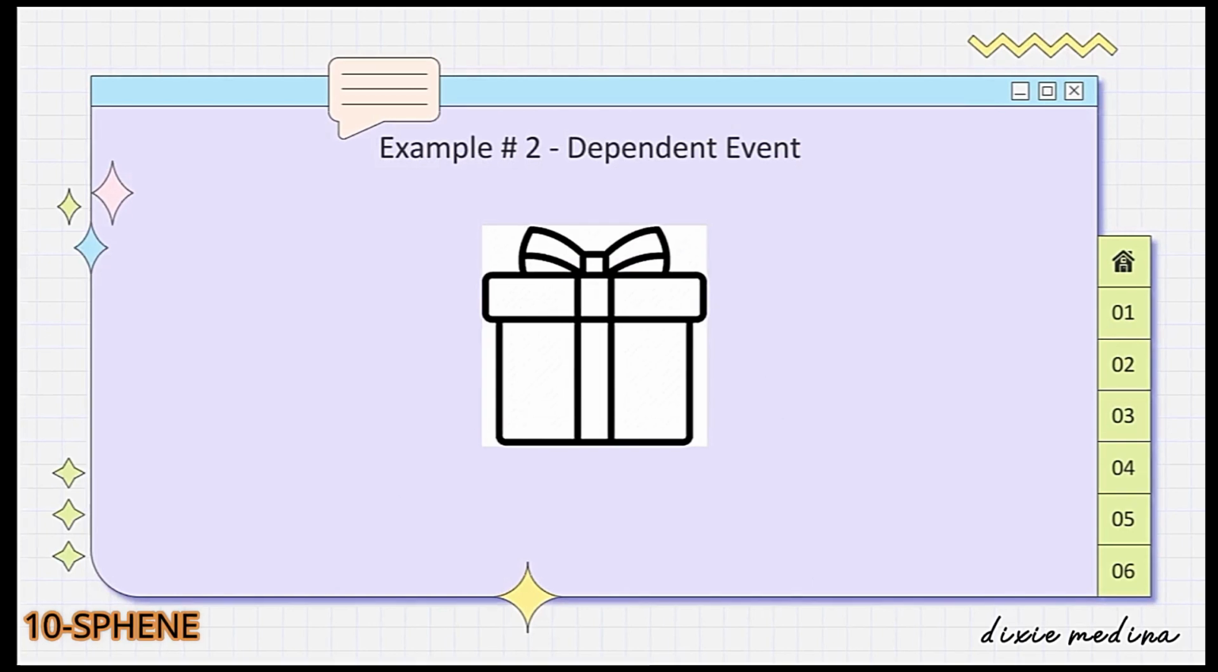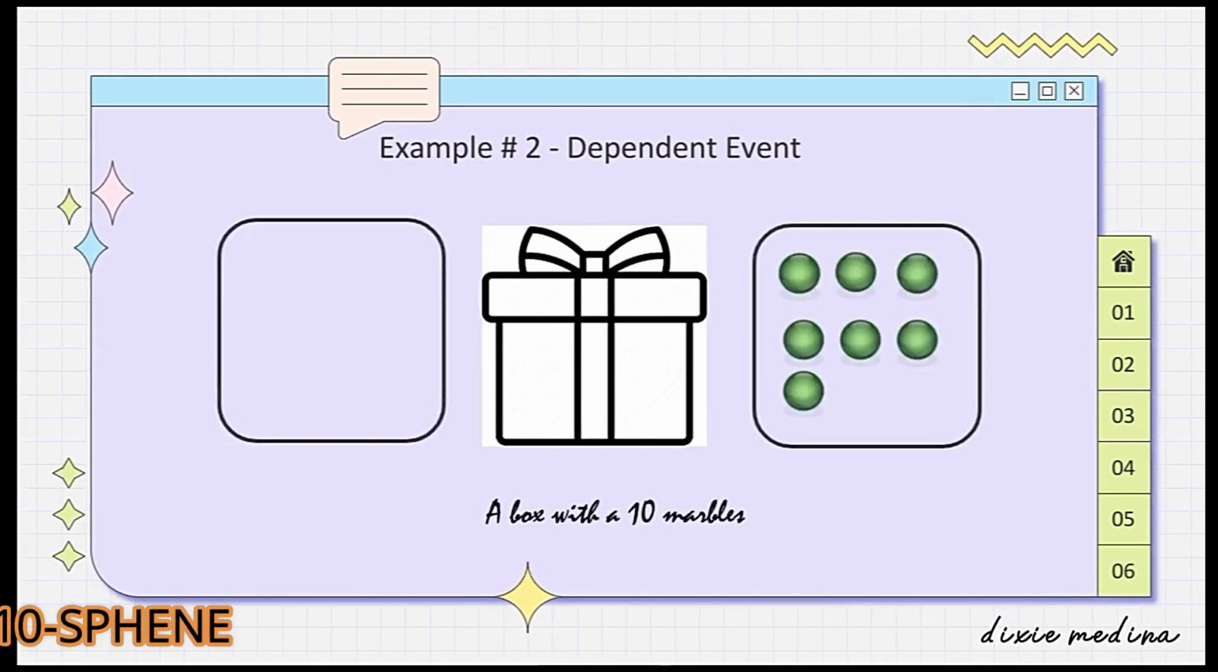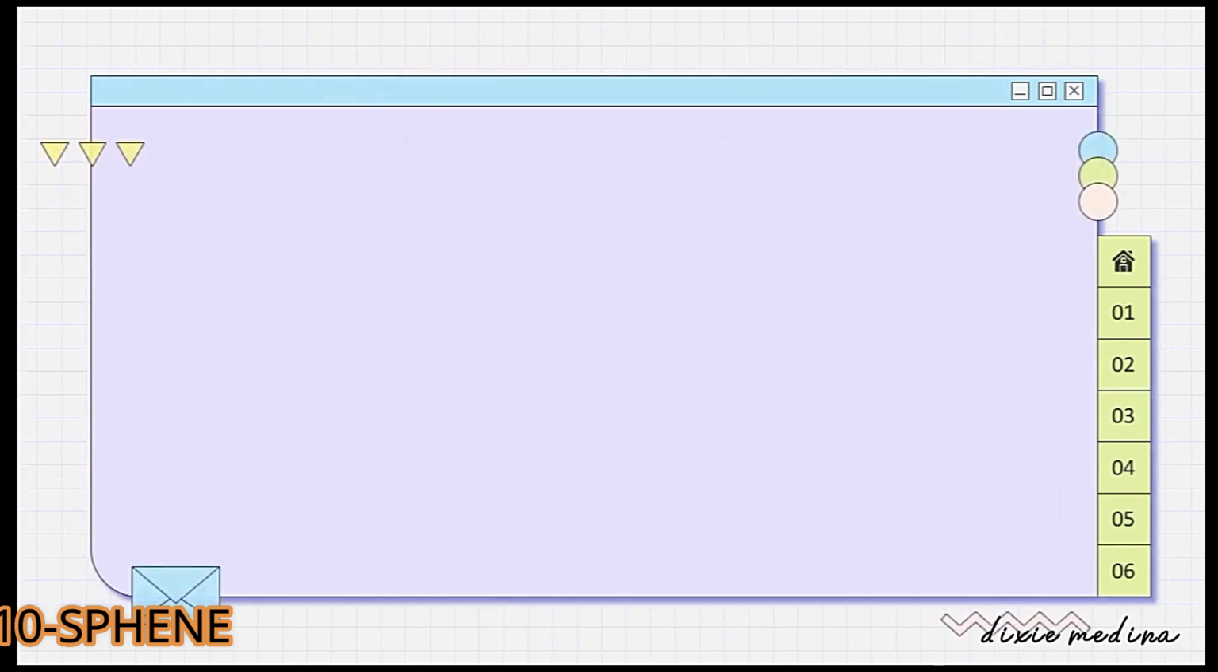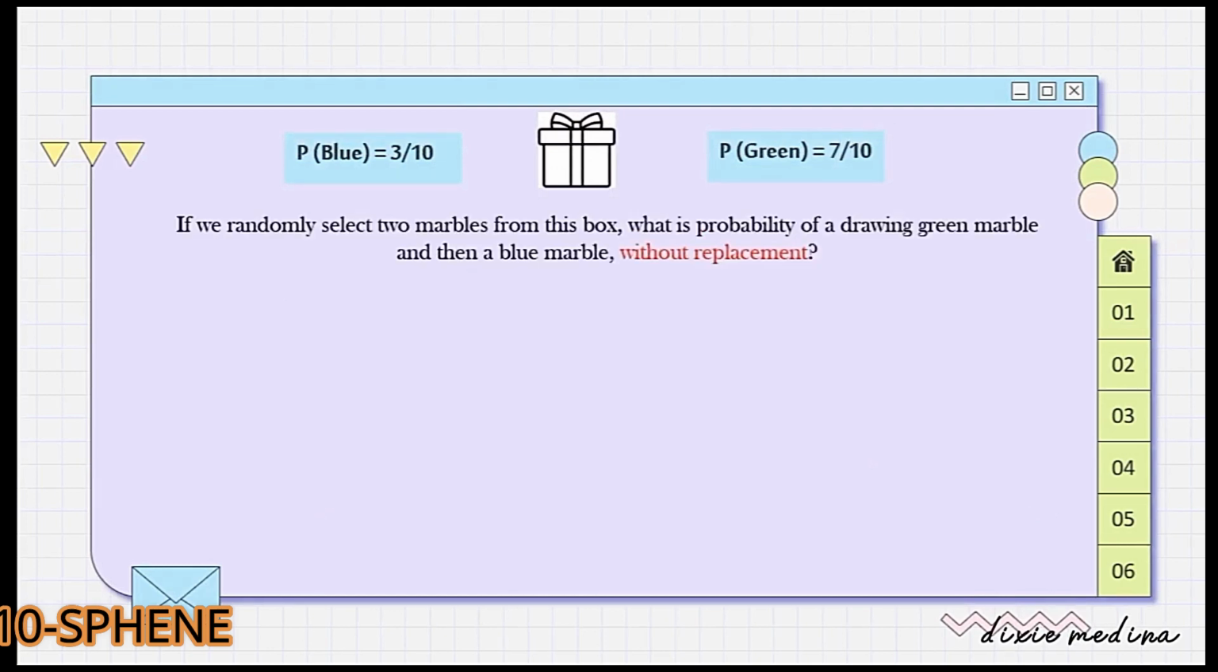Do an example for a dependent event. Suppose we have a box that contains 10 marbles, 7 marbles are green and 3 marbles are blue. Based on this, we know that the probability of one green marble is 7 over 10 or 0.7. And the probability of one blue marble is 3 over 10 or 0.3.